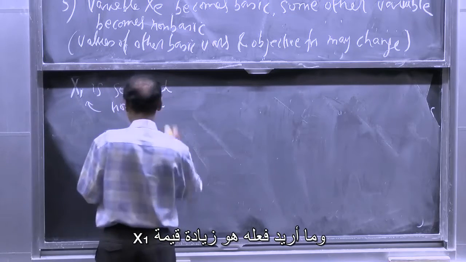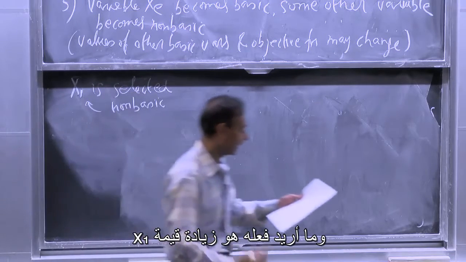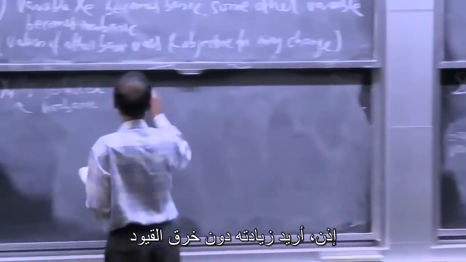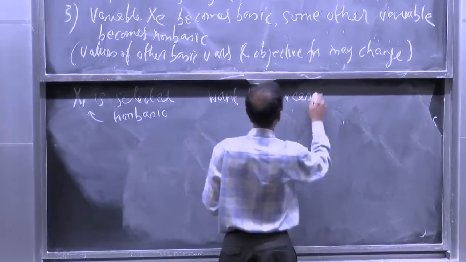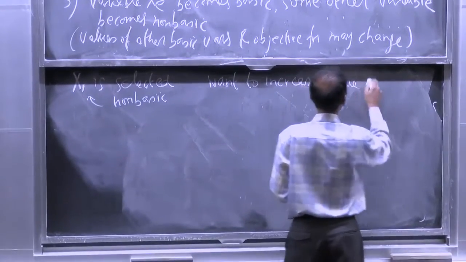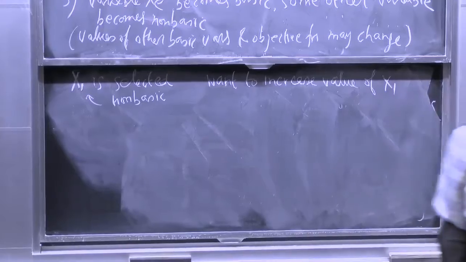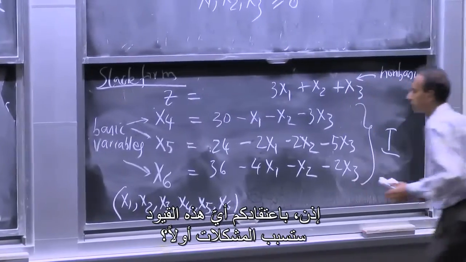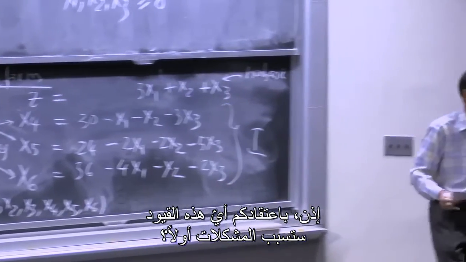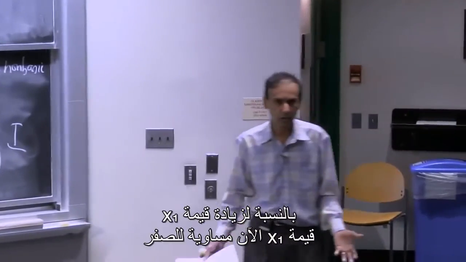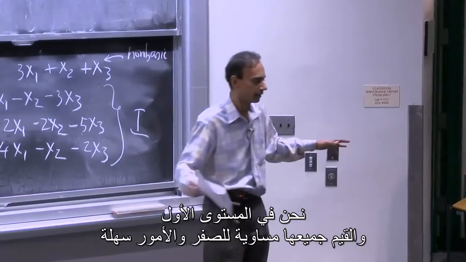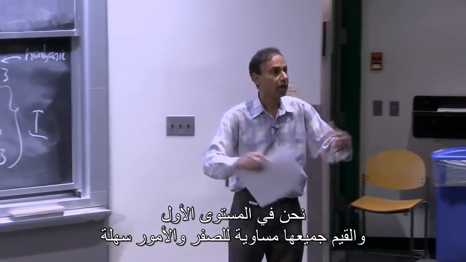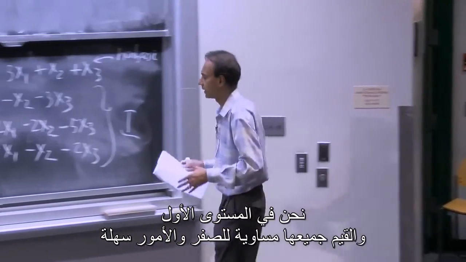And what I want to do is increase the value of x1. Right? So I want to increase it without violating constraints. Now, which of these constraints do you think is going to cause trouble first with respect to increasing the value of x1? x1 is now 0. Right? We're at a ground level. You have all zeros. Things are feasible.